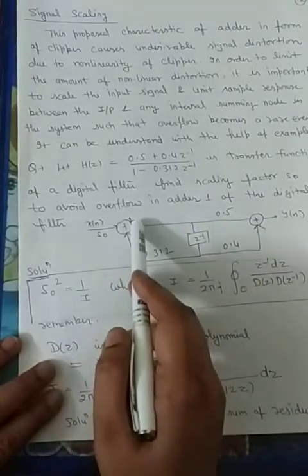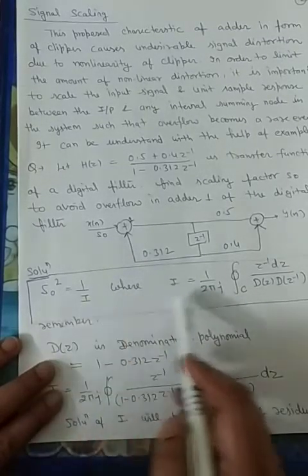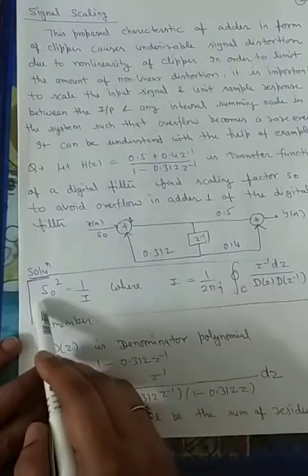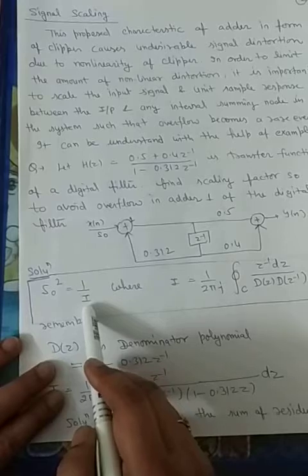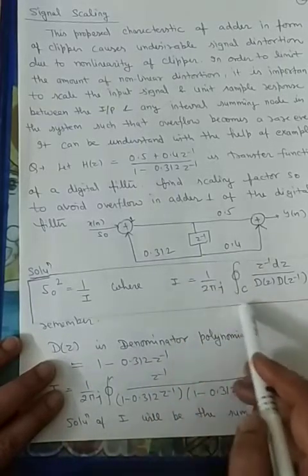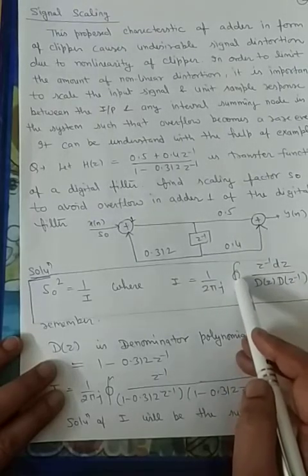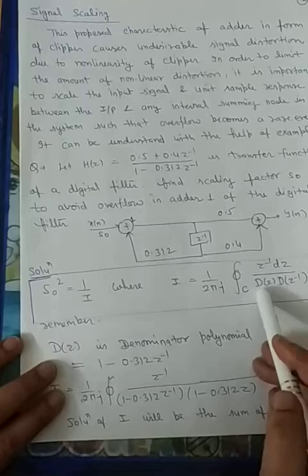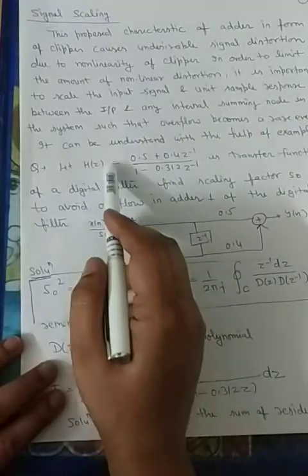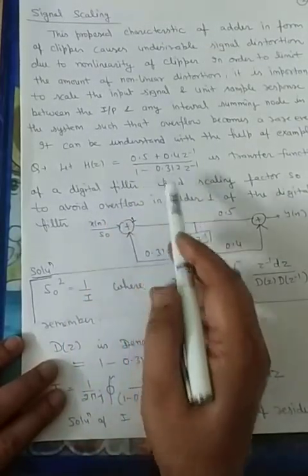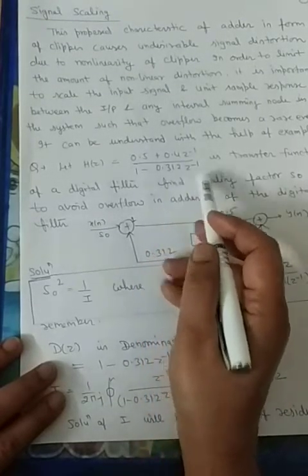So this is the first adder, and the calculation of the scaling factor can be done by this particular formula, where it is inversely related to the square root of this I term. I can be expressed by this particular formula. Here is a contour integration around the unit circle, where D(z) is the denominator polynomial in the transfer function. In this particular case, the denominator polynomial of the transfer function will be 1 minus 0.312 z inverse.